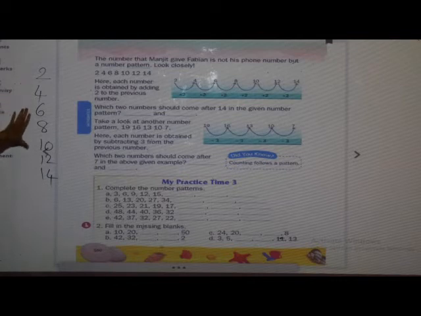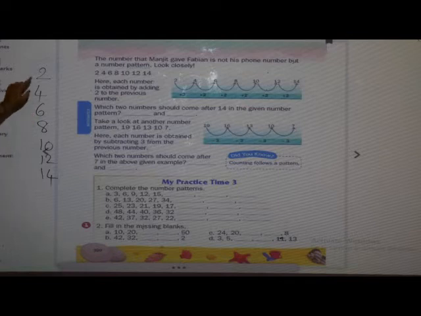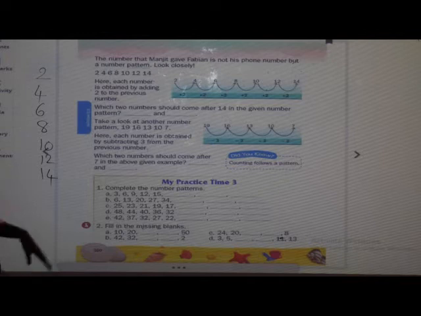Okay, so this is called number pattern. In this number pattern, every number is increased by 2. Okay, हर एक नंबर 2 से बढ़ाया है. कितने? 2 से. Okay, 2 से.